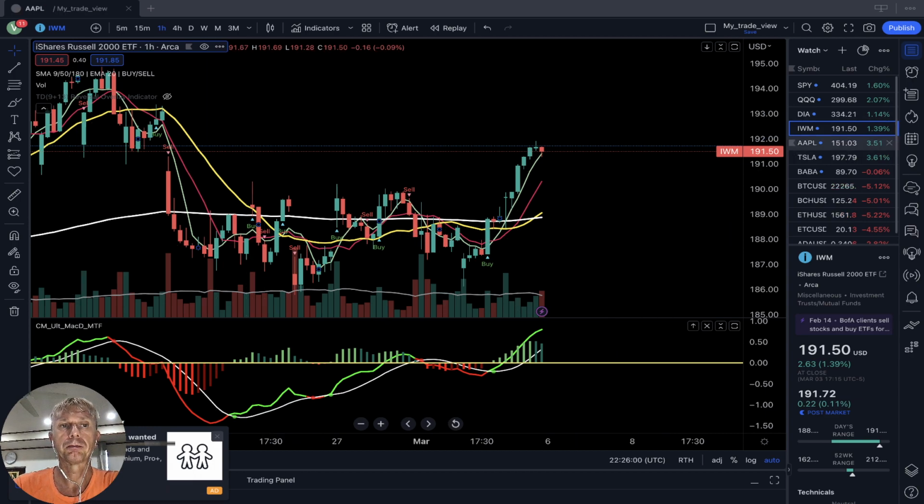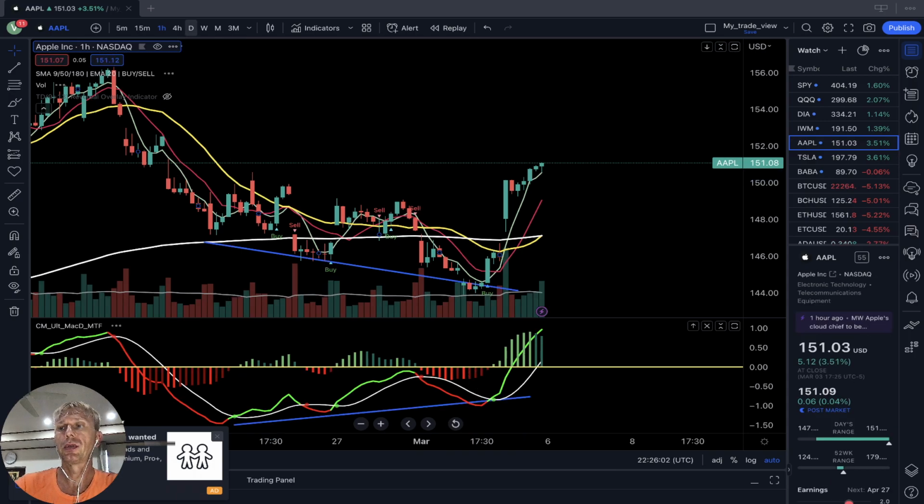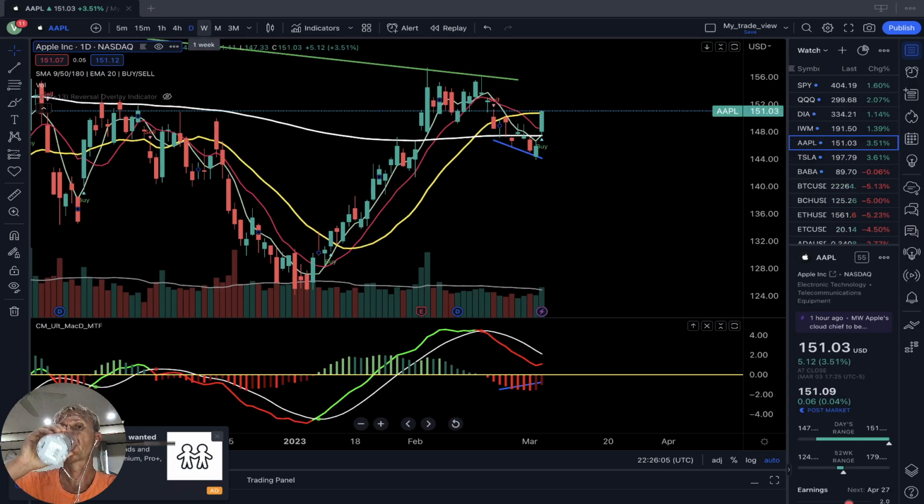Let's move to Apple. Apple daily. Apple daily buy signal.